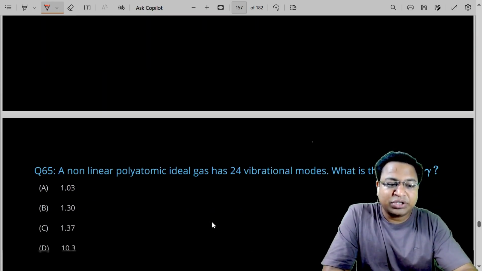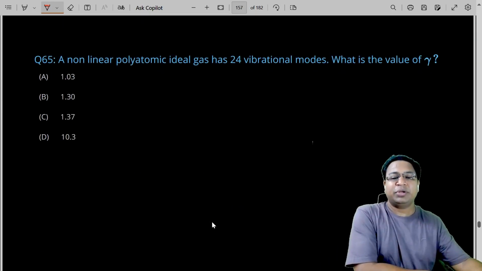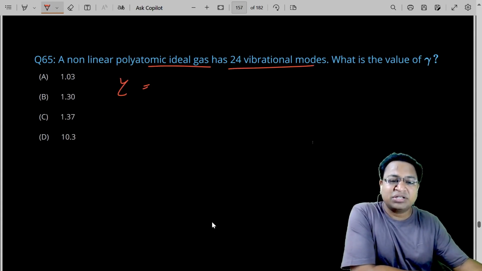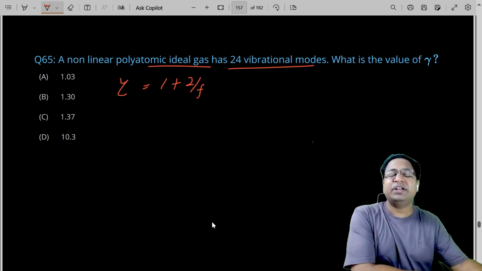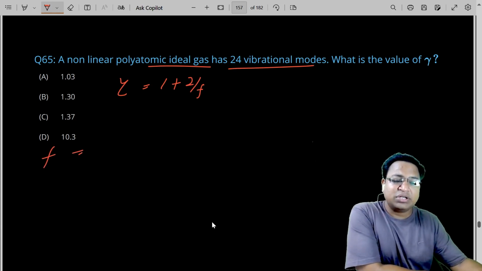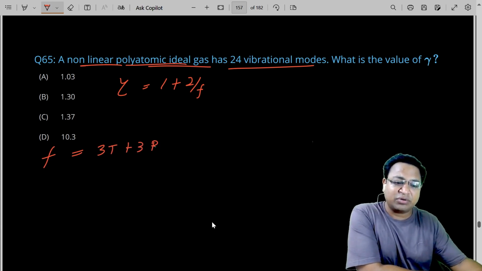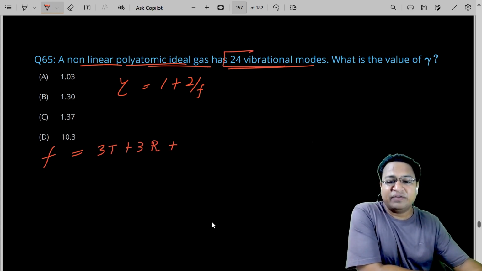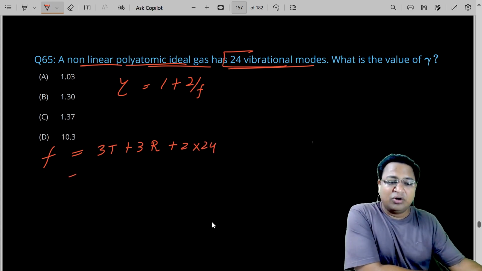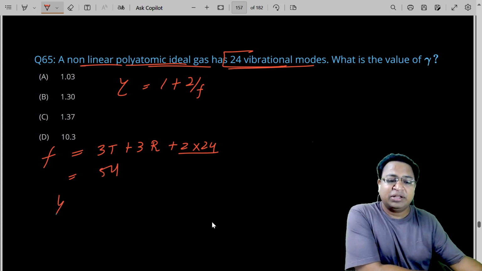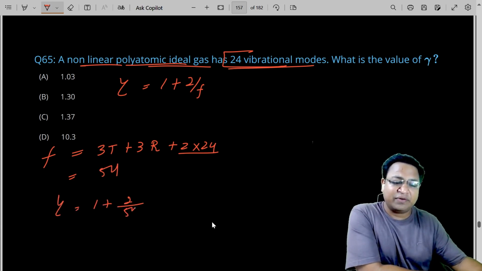Let's continue now to the next question. Non-linear polyatomic ideal gas has 24 vibrational modes. What is the value of gamma? Now, gamma is given by 1 plus 2 by F, where F indicates all the degrees of freedom. Because it is a non-linear polyatomic molecule, it will have 3 translational plus 3 rotational degrees, and the vibrational degrees are given as 24. We make them double before using the formula. So overall, we have 48 plus 6, 54 degrees, and therefore gamma would be 1 plus 2 by 54, or in other words 1 plus 1 upon 27.